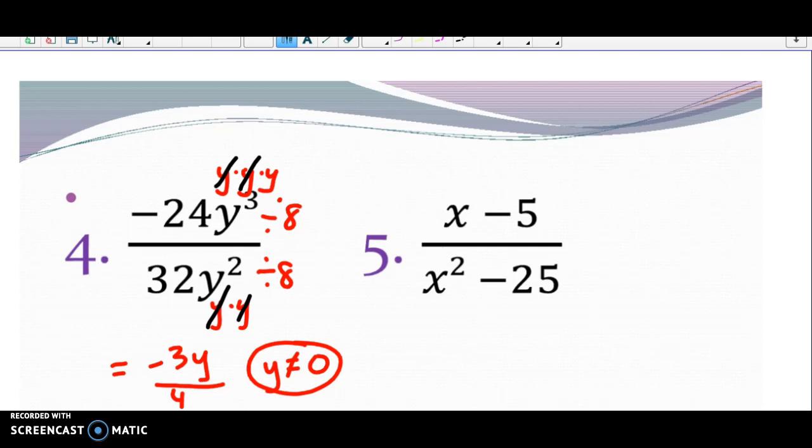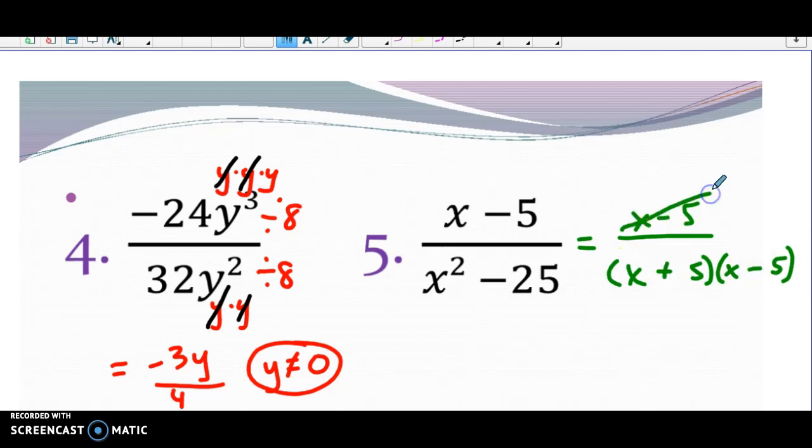And number 5, I'm going to factor first if I can. I can't factor my numerator, but I have a difference of 2 squares in my denominator, which I know will factor using my special products rule: x plus 5 times x minus 5. So now I have a common factor on top. It cancels with a common factor on bottom, meaning I have nothing left in my numerator except a 1. And in my denominator, all I have is x plus 5.